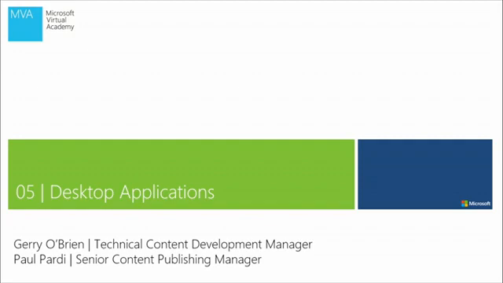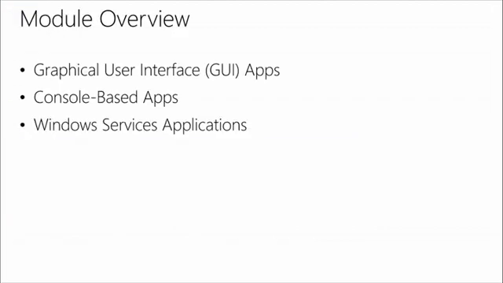So this module is designed to give you an overview of what you might expect to encounter when developing applications that will run on standard desktops, laptops, servers, anything that is non-smartphone, mobile platform, or web-based applications. We're going to take a look at 3 different types of desktop applications in this module. We'll give an overview of them, talk a little bit about what they consist of, and show a demonstration of what some of them look like.